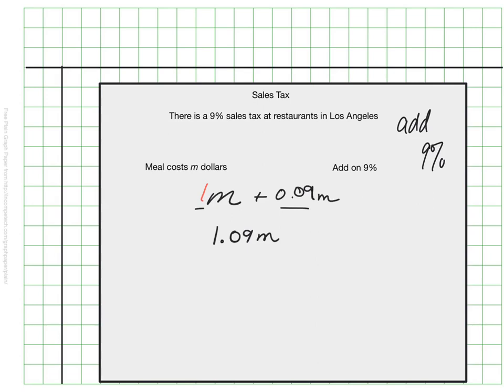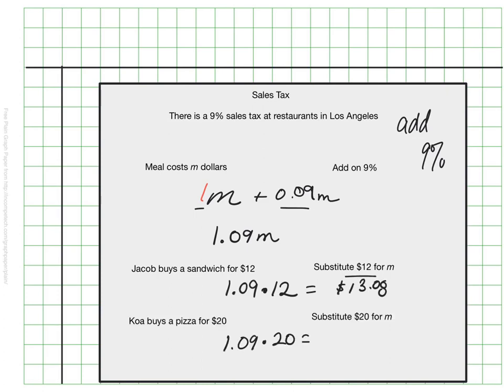If Jacob buys a sandwich for $12, I know, since we've practiced substitutions, that I could take this equation that I wrote, either one, the first one or the second one, and I could plug M in with $12, and I could punch it into my calculator. I could do whatever I need to do and find out that his whole bill would be $13.08. And if someone else's bill, say Koa's bill, was $20 for what he purchased, I would substitute 20 in instead, and again do my calculations and find my total amount is $21.80 in that case. So I can just take this equation and plug in anything I need to solve.